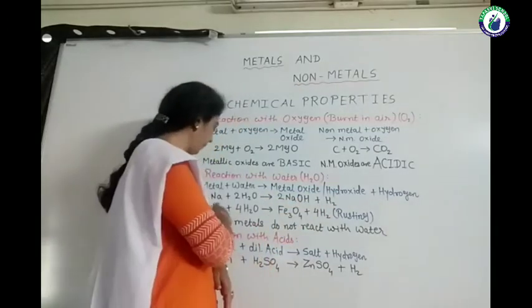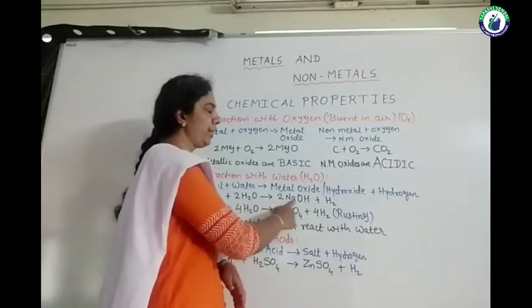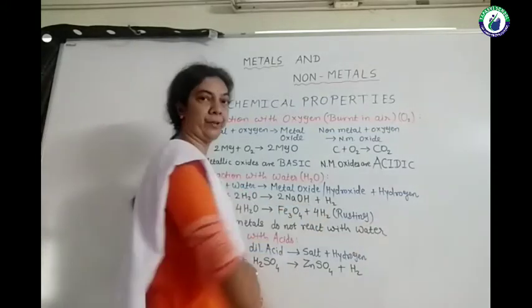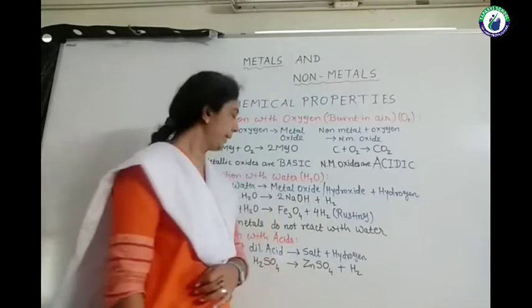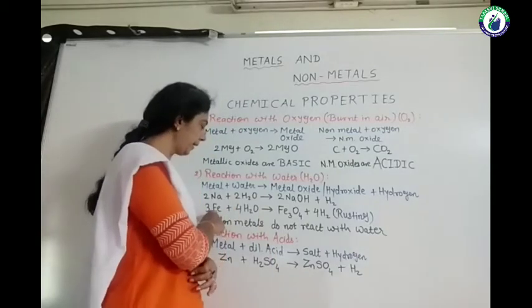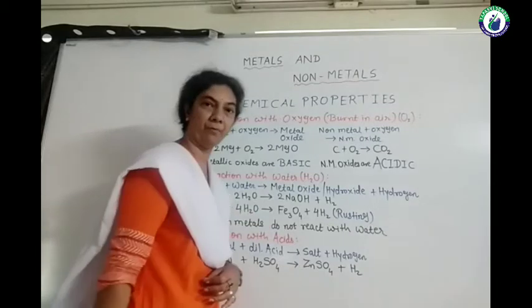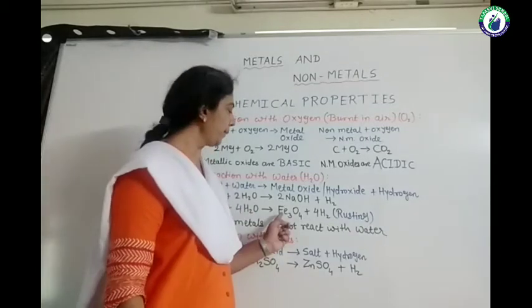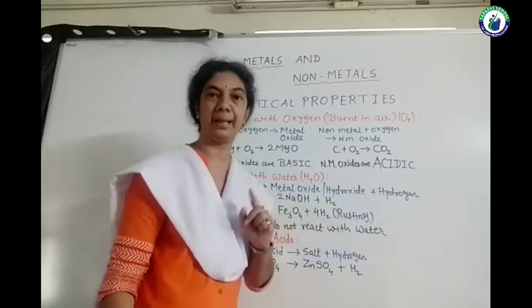Say for example, sodium is reacting with water and giving sodium hydroxide plus hydrogen gas. Then another example of a metal reacting with water is iron reacting with water, and it produces iron oxide and hydrogen gas.